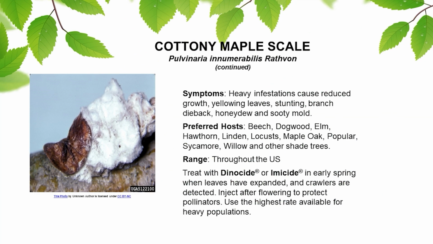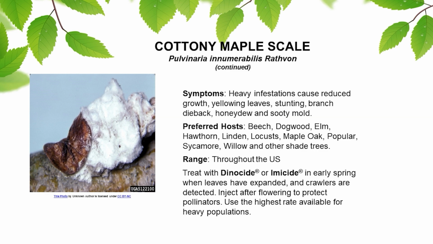Heavy infestations of cottony maple scale cause reduced growth, yellow leaves, stunting, branch dieback, honeydew, and sooty mold. Preferred hosts include beech, dogwood, elm, hawthorn, linden, locusts, maple, oak, poplar, sycamore, willow, and other shade trees. Cottony maple scale may be found throughout the United States.